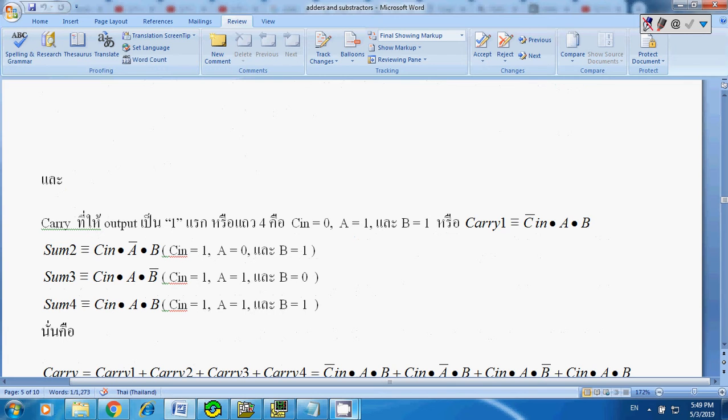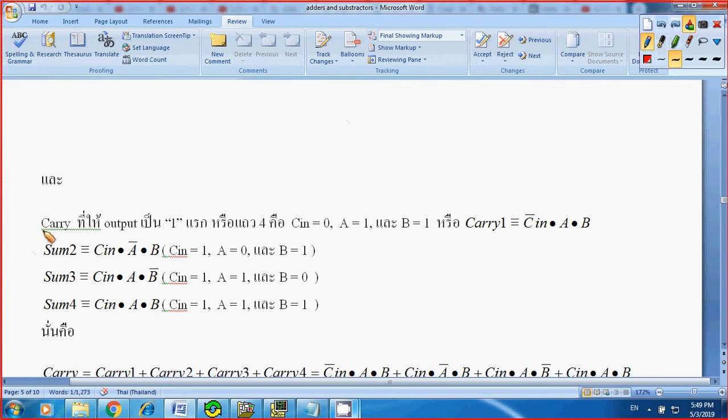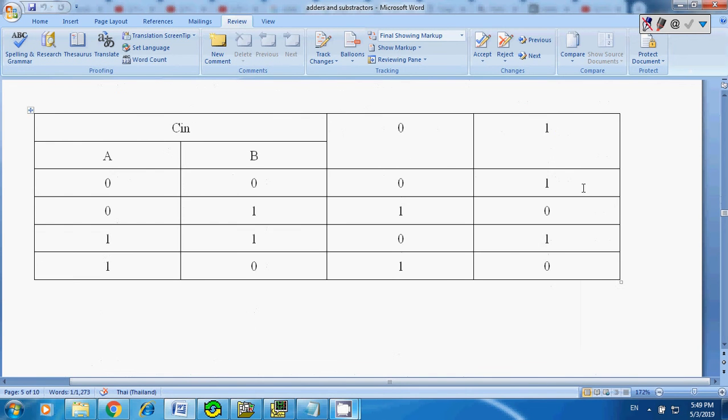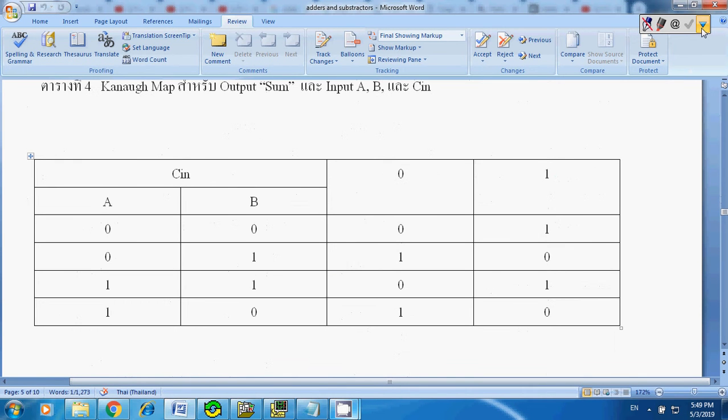And this one is the same as for the carry output. Okay, I'm not going to repeat that again. You do the same thing.